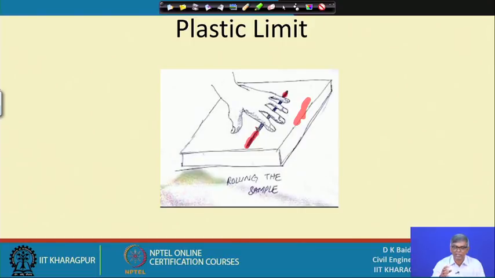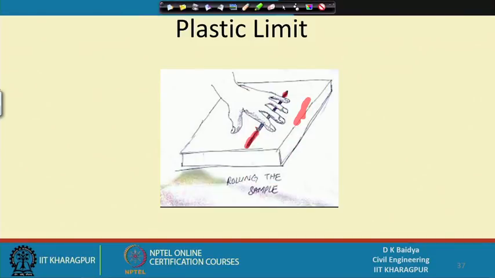Then what will you do? Immediately collect that, keep it in a container, take the weight, and then put it in the oven. Next day you take the weight, and from there you get the water content, and that water content is nothing but the plastic limit. So, that way one can find out the plastic limit. So we have this liquid limit procedure, this is the plastic limit, and then we can go for the shrinkage limit.